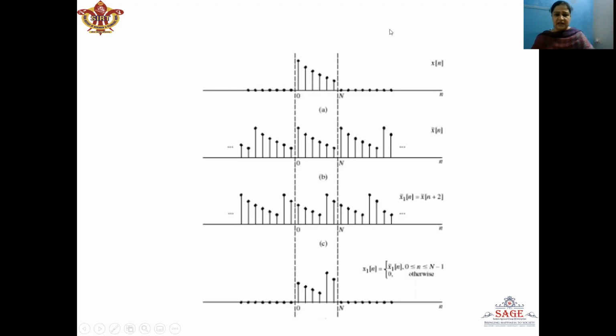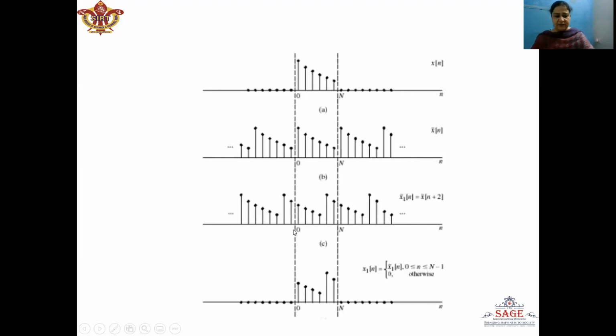Here we can see that when we have any sequence x[n] with samples from 0 to N, we can generate another sequence which is the periodic version of x[n]. So x cap [n] is the periodic version of x[n], where the samples from 0 to N repeat themselves. Now, if I shift this x cap [n] by 2 units, or advance this sequence by 2 units, I will get a new sequence, say x1 cap [n].